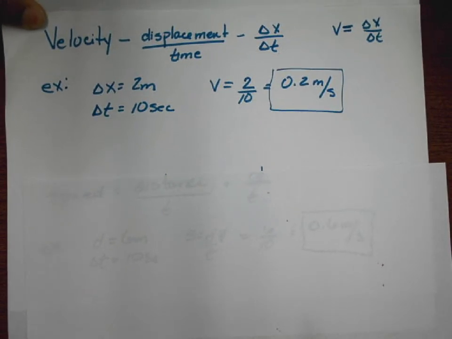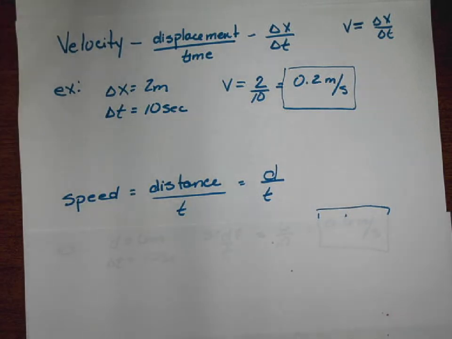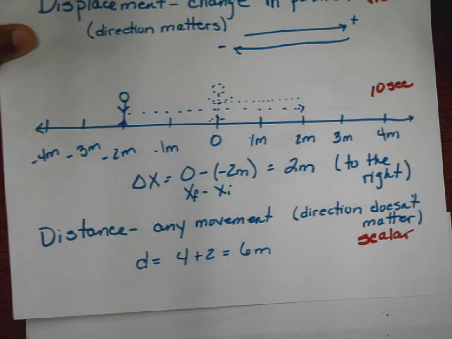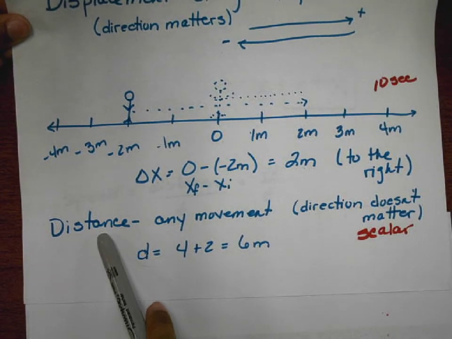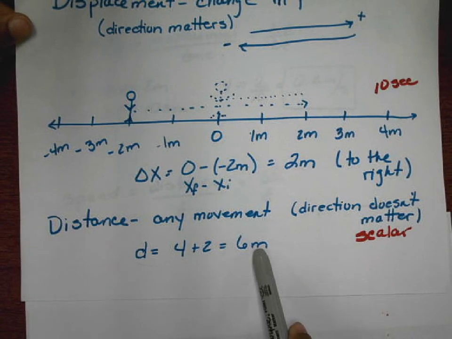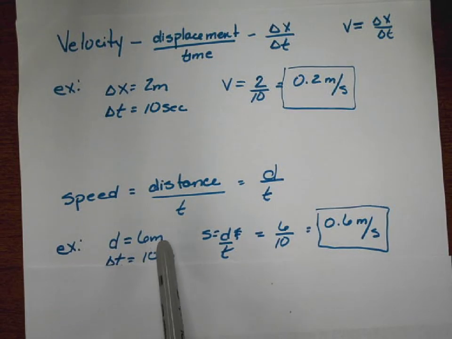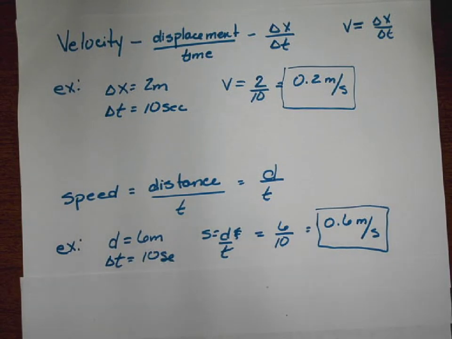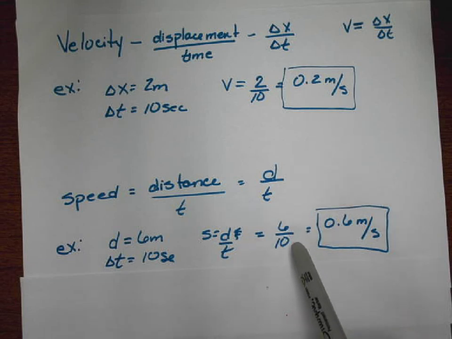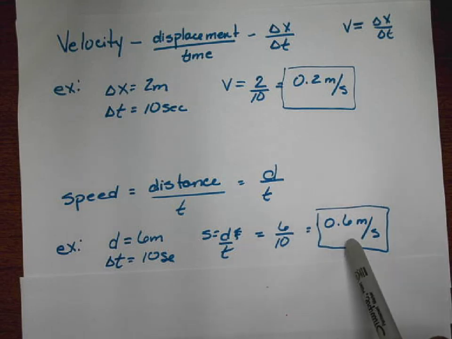Speed is defined as distance over time. Again, if you look higher up on your page and go back to our example problem, you'll see the distance here. He traveled 6 meters and he did it in 10 seconds. So let's plug those numbers in. I get 6 as the distance and 10 is the time. The equation for speed is distance over time. 6 over 10, or 0.6 meters per second.